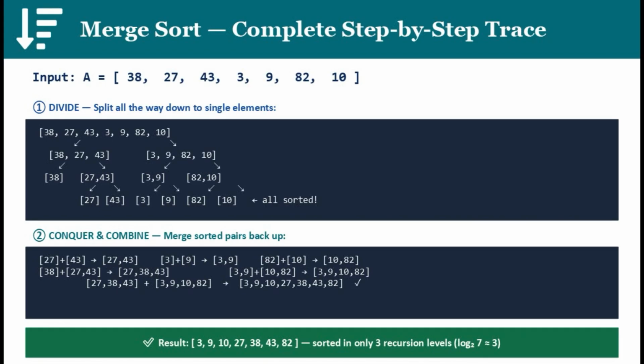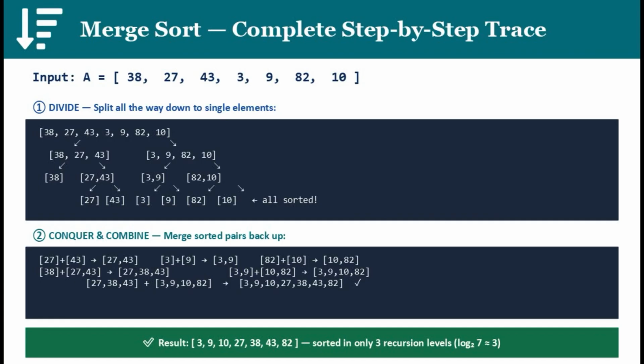We merge 27 and 43, compare them, 27 is smaller, so it goes first. Result, 27, 43. We merge 38 with that result. 38 is between 27 and 43, so result 27, 38, 43. On the right side, merge 3 and 9 to get 3, 9. Merge 82 and 10. 10 is smaller, so 10, 82. Then merge 3, 9 with 10, 82 to get 3, 9, 10, 82.